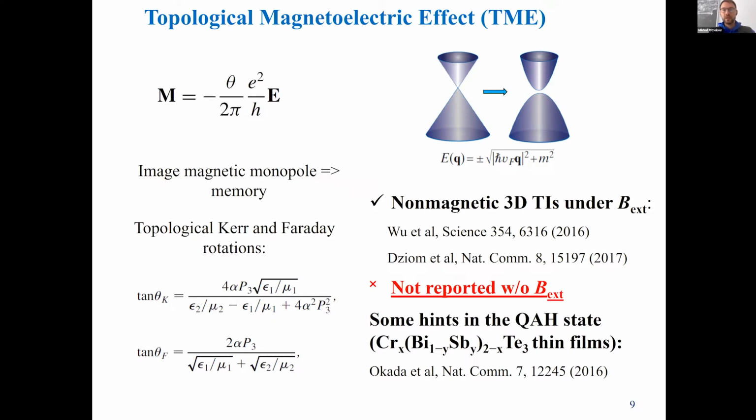effects. By the way, those latter have been measured already in the case of non-magnetic 3D TI, but under external magnetic field, while without this field, that is in a purely magnetic topological insulator, there were only some hints of such magneto-optical effects of topological origin that were observed in the quantum anomalous Hall state of this chromium-doped BST.